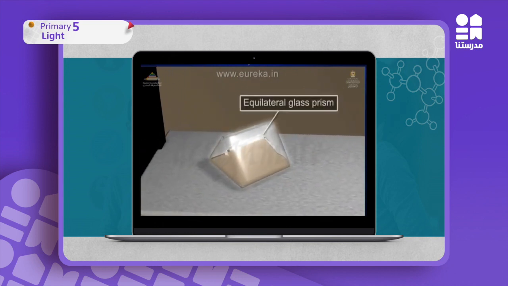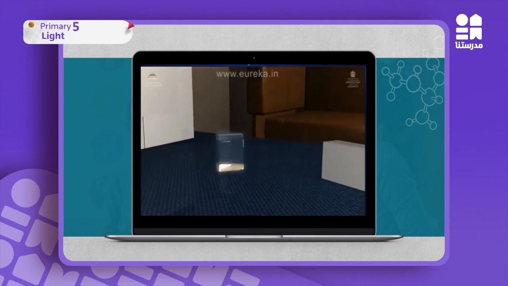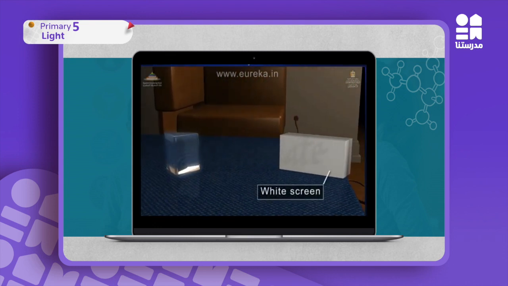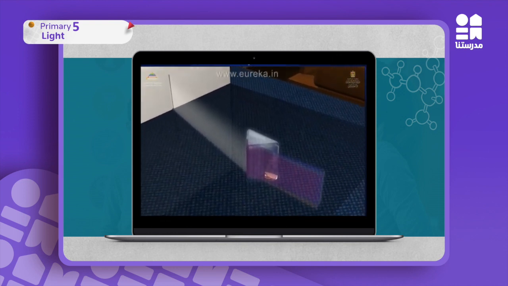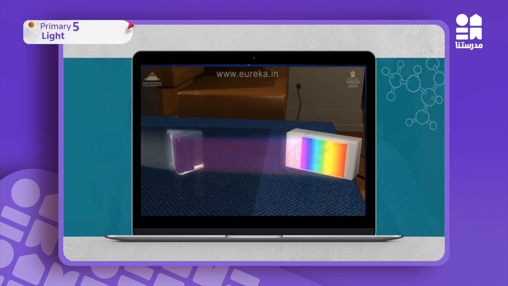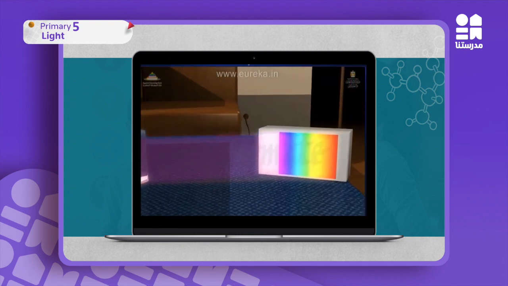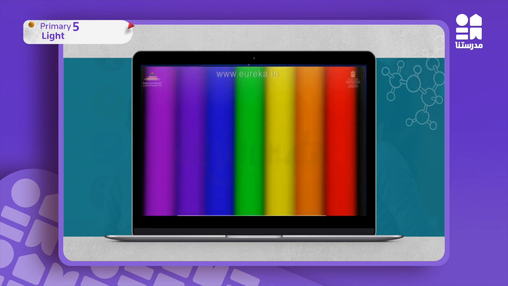Take a triangular-shaped equilateral glass prism and place it on a table. Place a white screen on one side of the prism. Let the sunlight or white light be incident on the prism. Observe the image formed on the white screen. It consists of a band of 7 colors having different wavelengths. This band of 7 colors is known as the visible spectrum.